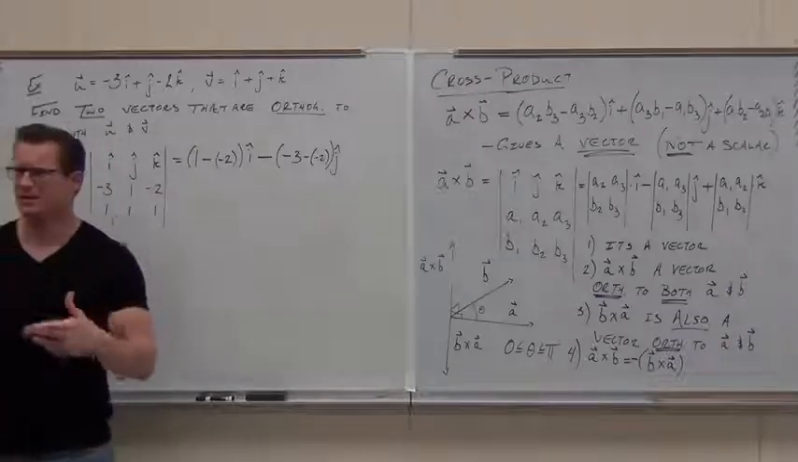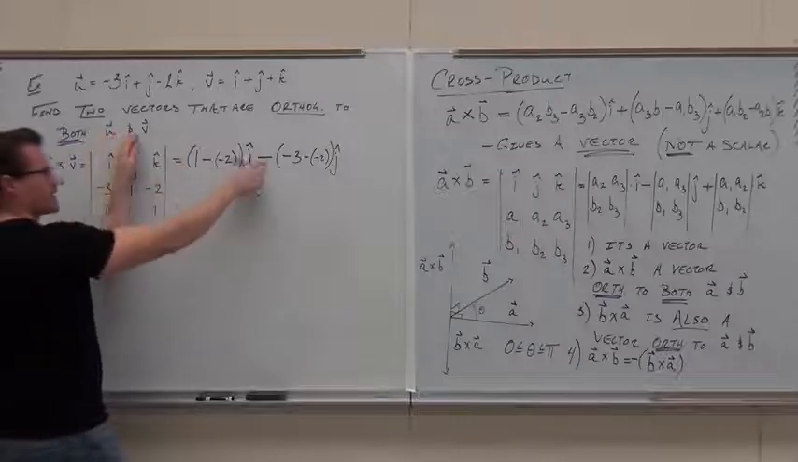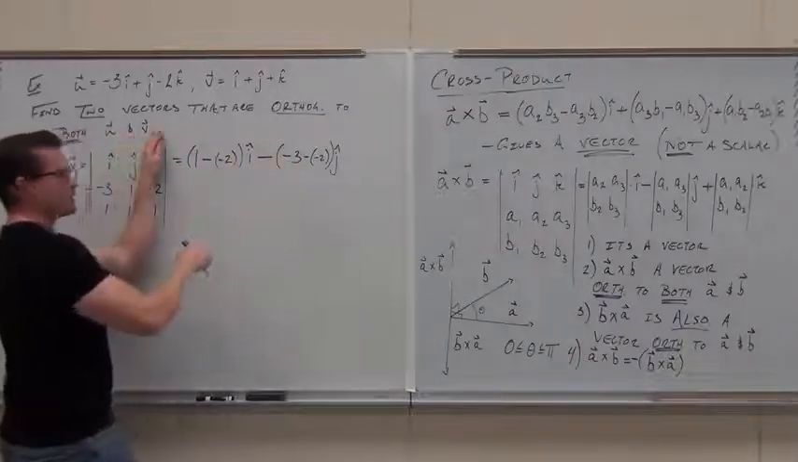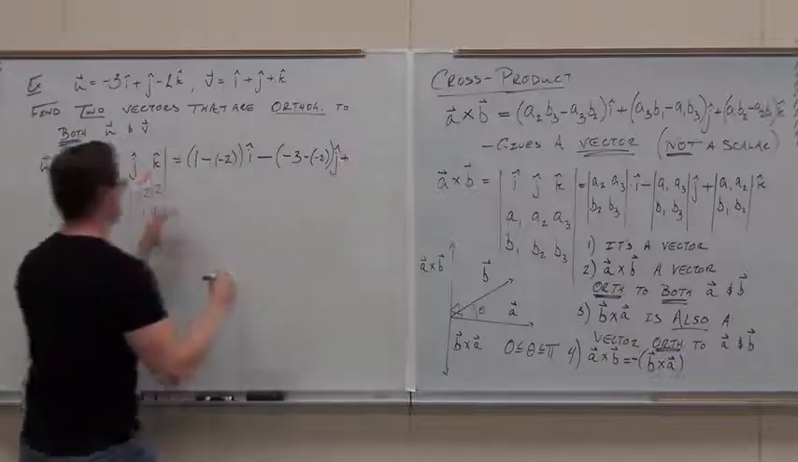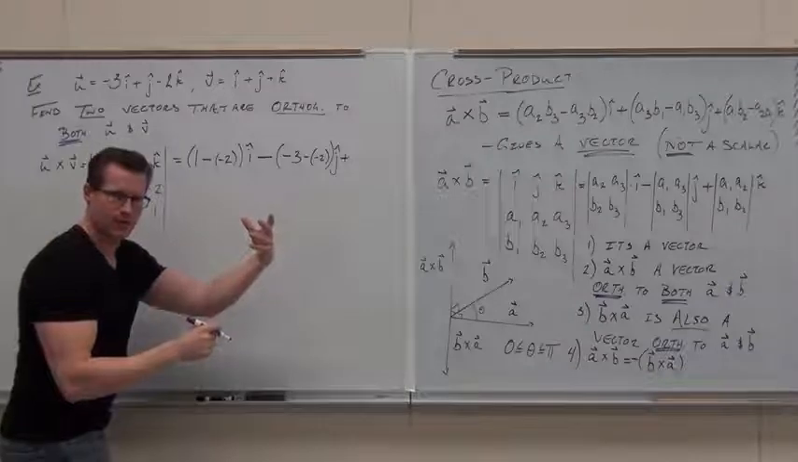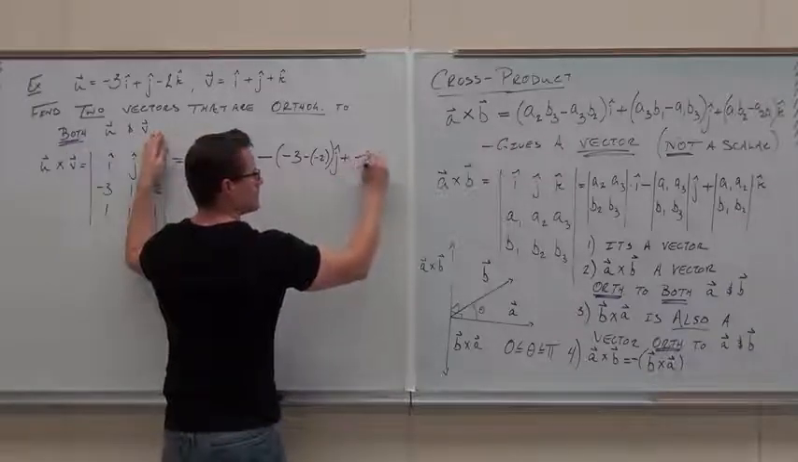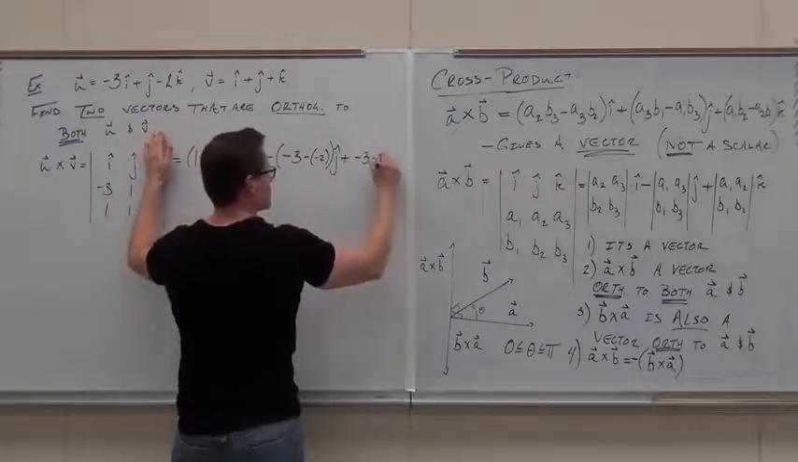Let's make sure I got it right, because there's a lot going on. 1 minus -2. Got it. Minus 9, cool. -3 minus -2. Got it. J. What's the next one, a plus or a minus? Plus. If I want the K, I'm going to cover the column with a K in it. What do I write down? -2. Good. -3. Awesome. -1.